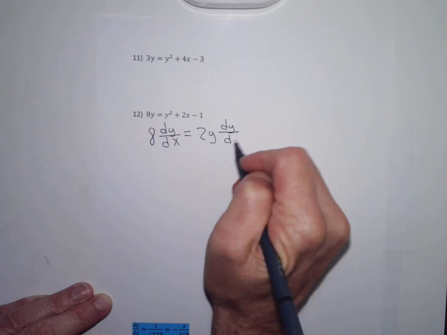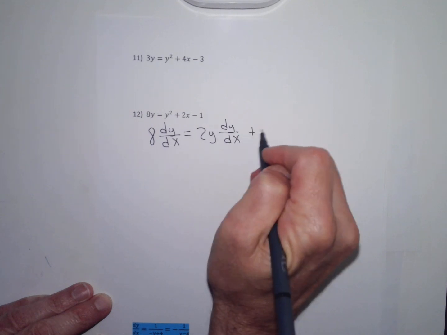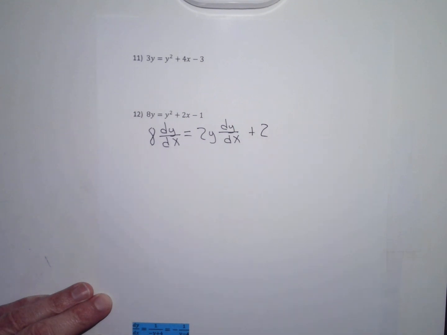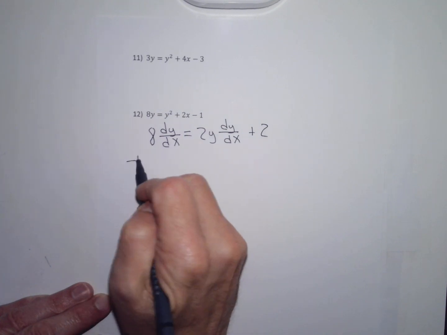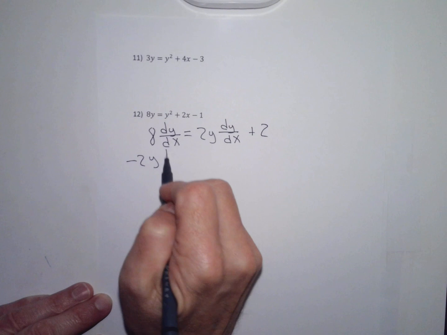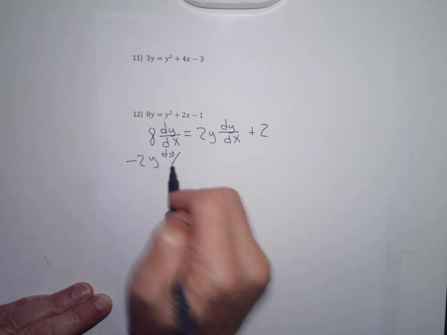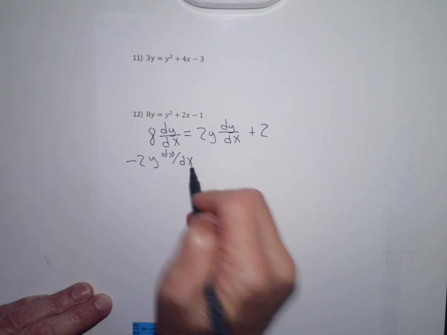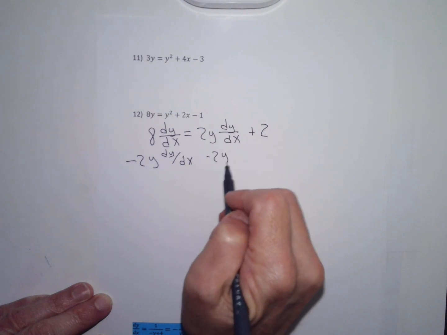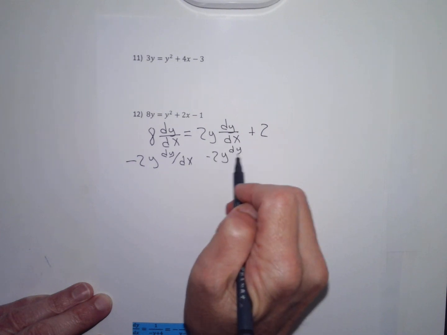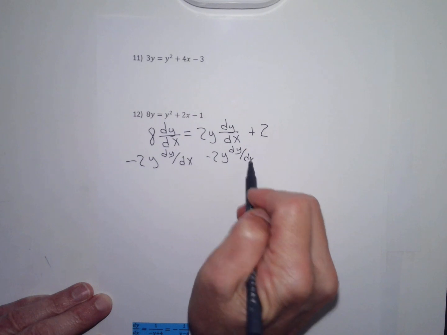The derivative of 2x is just 2. I could tack on a dx, but that's just equal to 1. And the derivative of the minus 1 is 0. Now I'm going to minus 2y times dy/dx from both sides. And just because it looks more proper, I'm going to write the 2y term first on the left-hand side, so the variable is written first.